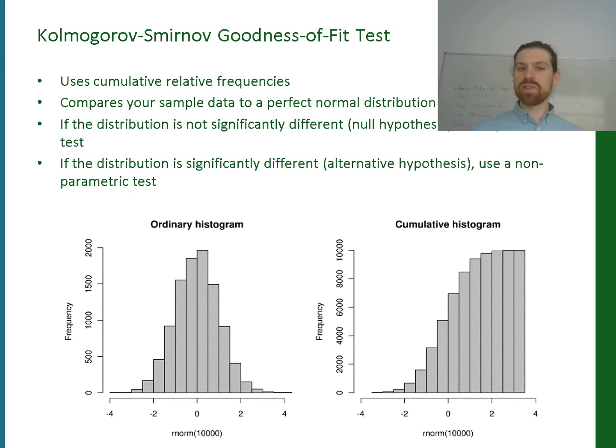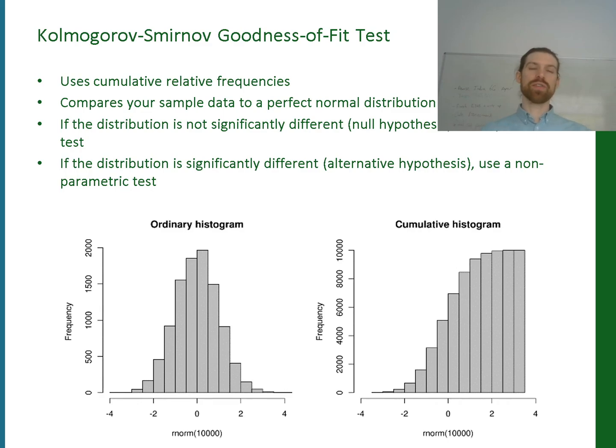Okay, so the logic here is that if the distribution is not significantly different, then we can use a parametric test. Okay, so we covered this before. Whereas if we get a significant result, then basically that's saying, well, actually, the data that you've got do not conform to the normal distribution expectation.